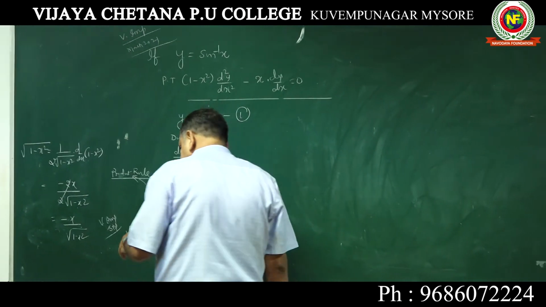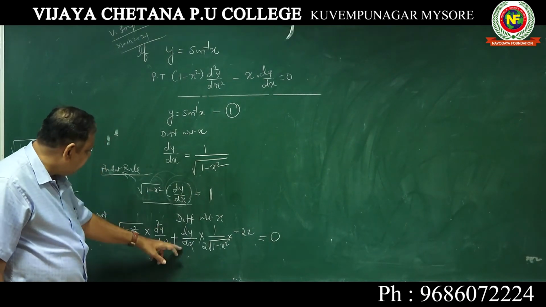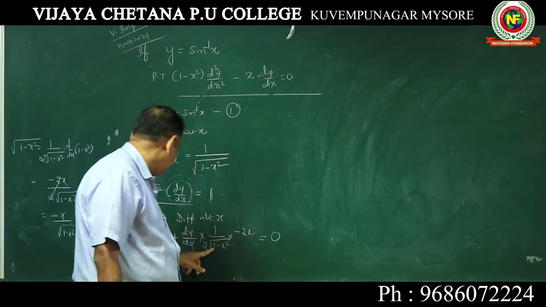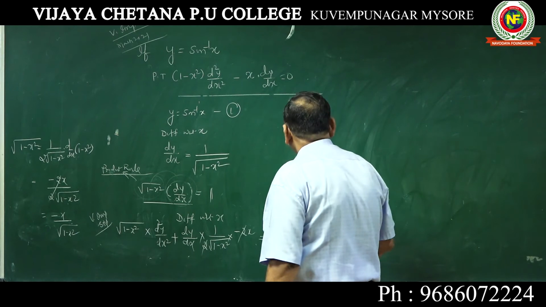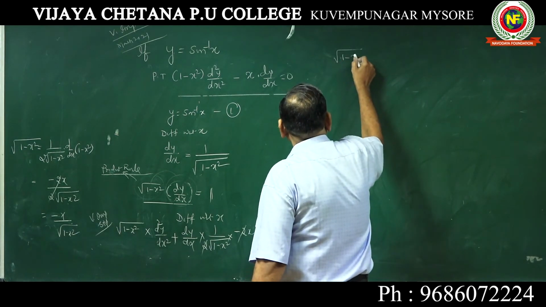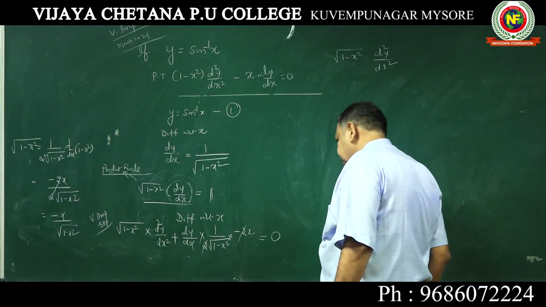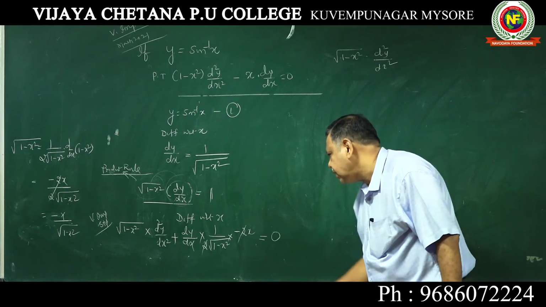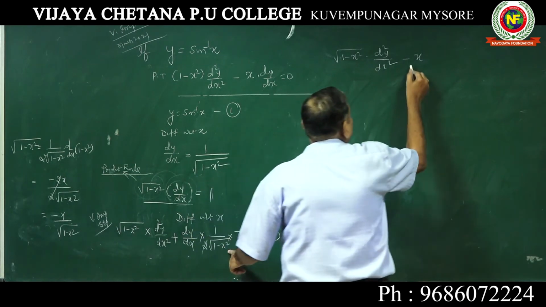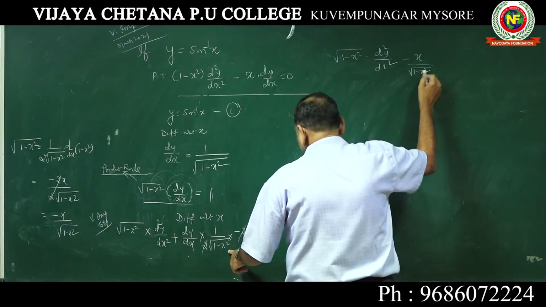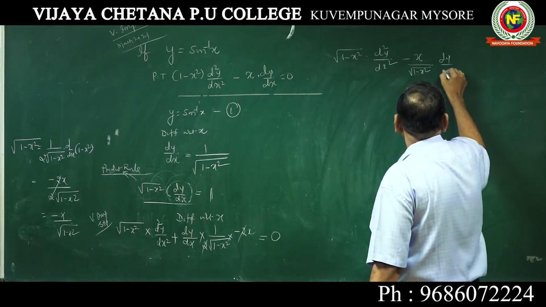See, again I will explain. This is u. This into d by dx of dy by dx, d square y over dx square, plus dy by dx into 1 over 2 root of 1 minus x square into minus 2x. The 2 is gone. Now it is root of 1 minus x square d square y over dx square, minus x over root of 1 minus x square into dy by dx, equal to 0.